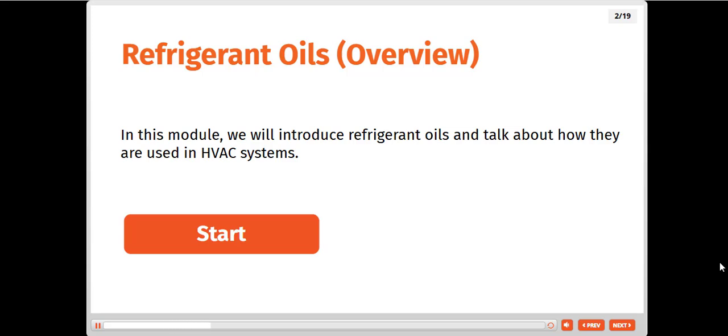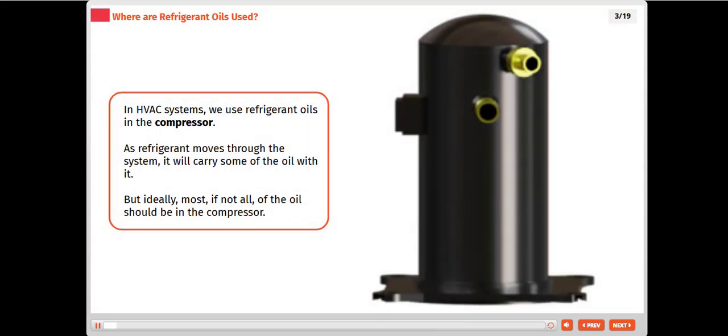In this module, we will introduce refrigerant oils and talk about how they are used in HVAC systems. In HVAC systems, we use refrigerant oils in the compressor. As refrigerant moves through the system, it will carry some of the oil with it. But ideally, most, if not all, of the oil should be in the compressor.